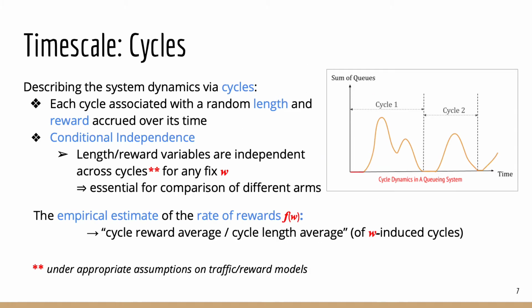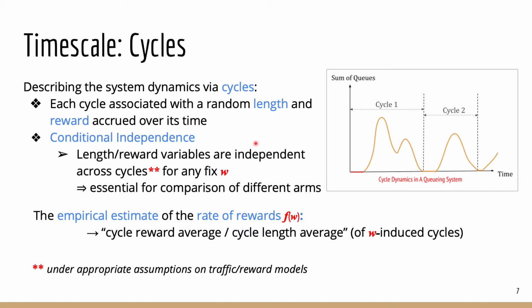First, let's describe this system dynamics using cycles. This picture illustrates how a queuing system alternates between idle periods, which means empty queues, and busy periods. An idle period plus a busy period is a cycle. Each cycle is associated with a random length and a random reward accrued over its time. And we have the conditional independence here.